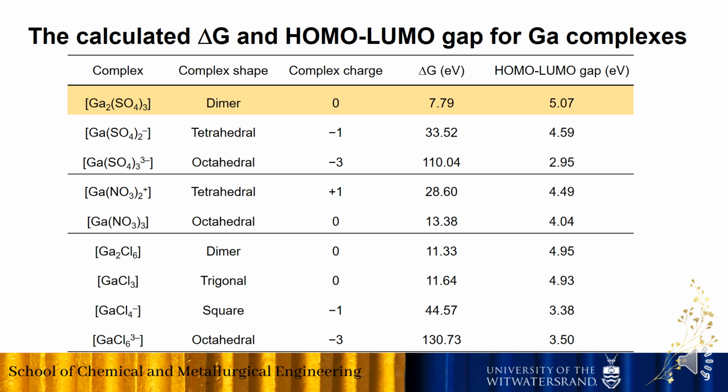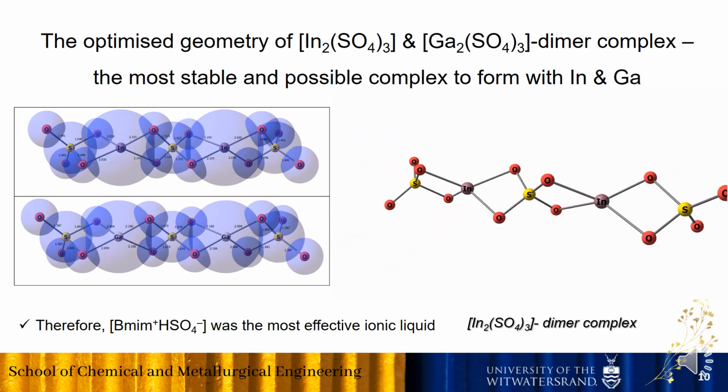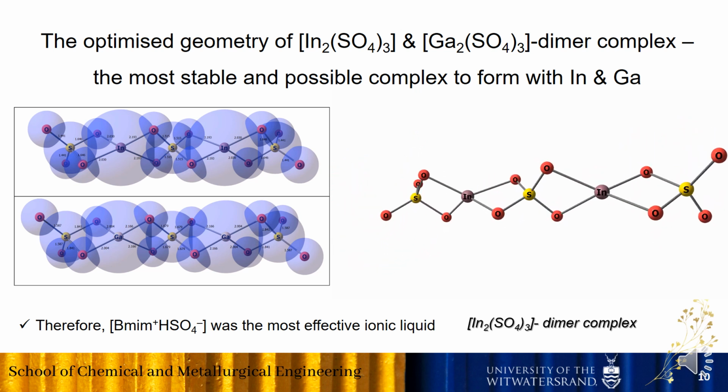As you know, a low Gibbs free energy indicates a higher possibility of that complex to form, and a high HOMO-LUMO gap shows the high stability of that formed complex. But some of you might say that the Gibbs free energy is still a positive number. I want to assure you that I did this experiment on a lab scale to extract indium and gallium using ionic liquid. And on a lab scale, when you have the solvent and temperature, these driving forces make the reaction happen. And here is the optimized geometry of the dimer complex of indium and gallium with sulfate ligand.